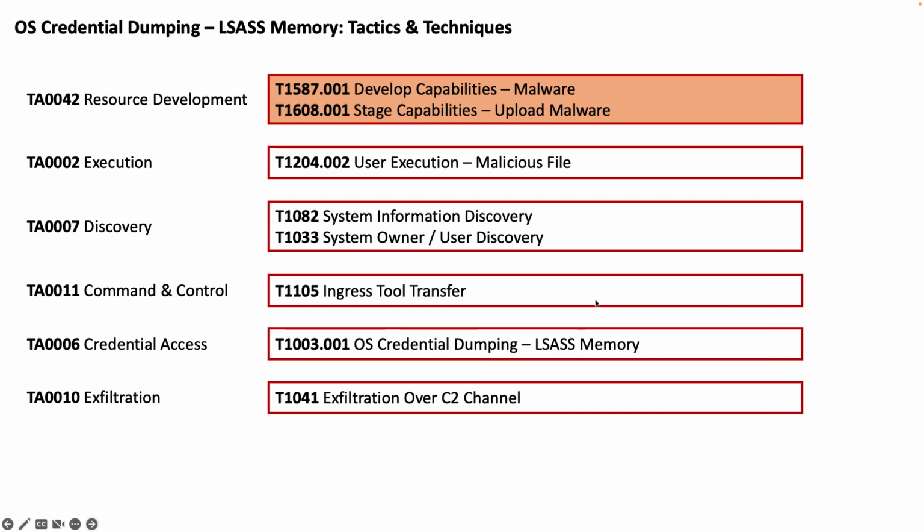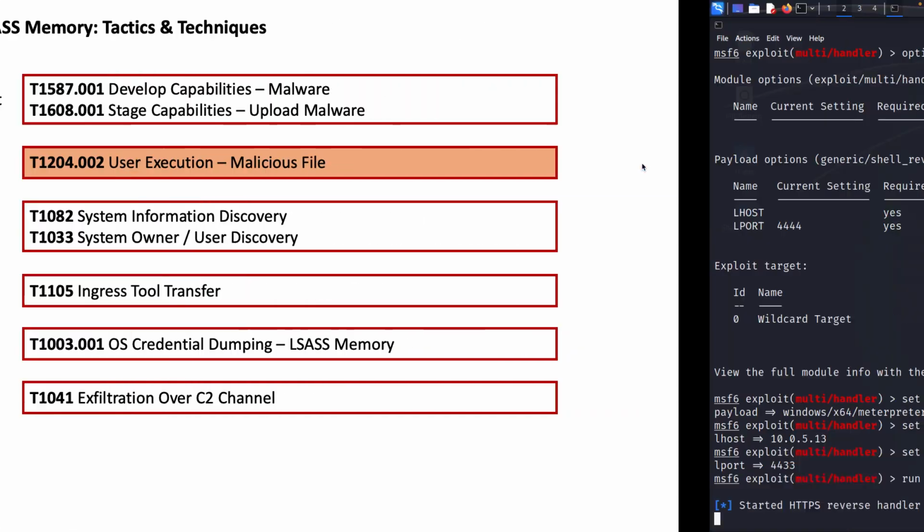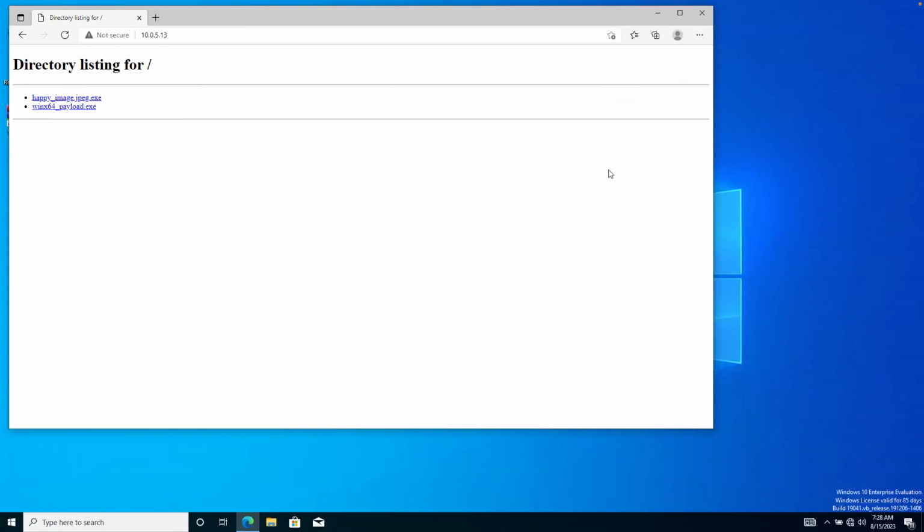Okay, so now we just completed the first stage of our attack, resource development. So let's continue with the second tactic of our simulation plan. We will access our Windows 10 system again, and then we will click on the happy image link here to download the file.